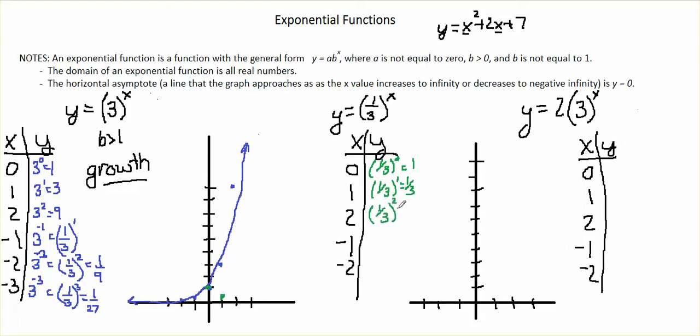We are going to be at 1/9. And again, as our x value gets bigger and bigger and bigger, this number on the bottom gets bigger, which means our fraction actually gets smaller and smaller, and it approaches 0.